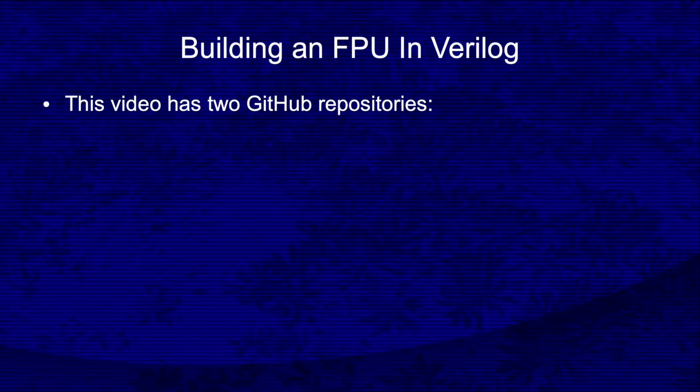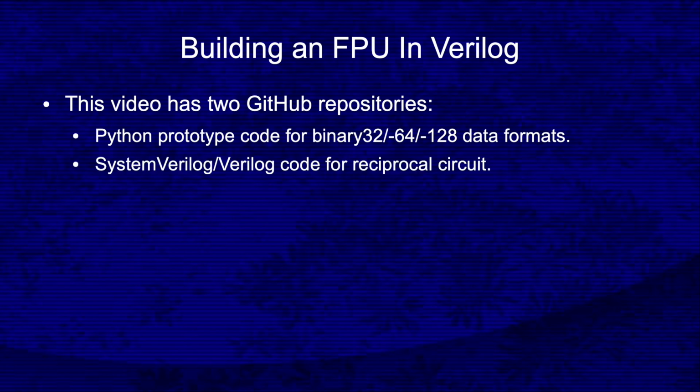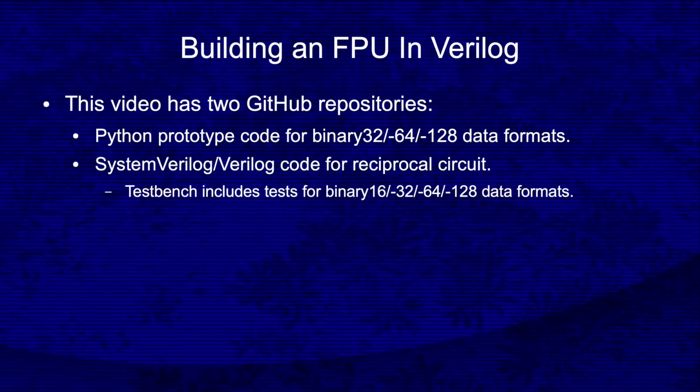This video has 2 GitHub repositories. The first is for the Python prototype code. The second is for the System Verilog module. Included in the GitHub repository for the reciprocal module is a test bench which computes binary 16, binary 32, binary 64, and binary 128 reciprocals.